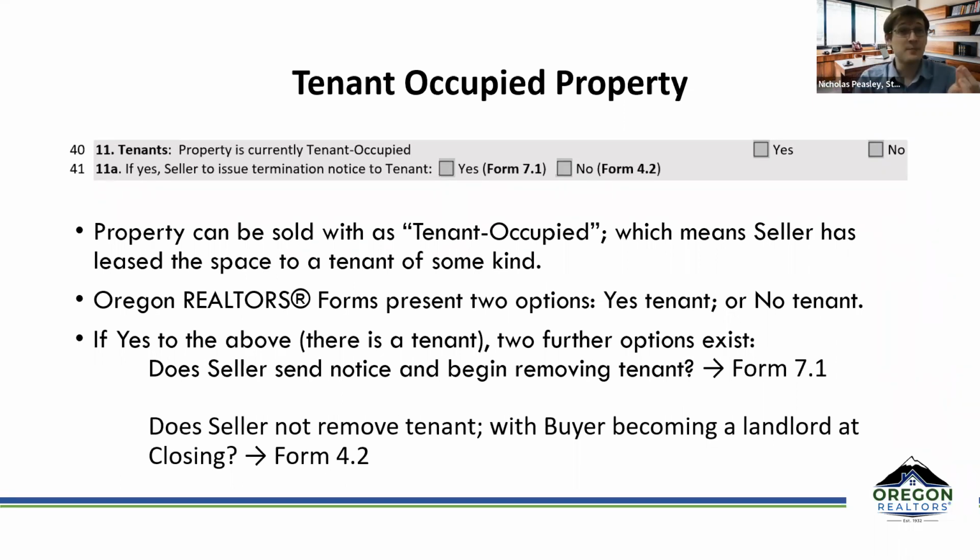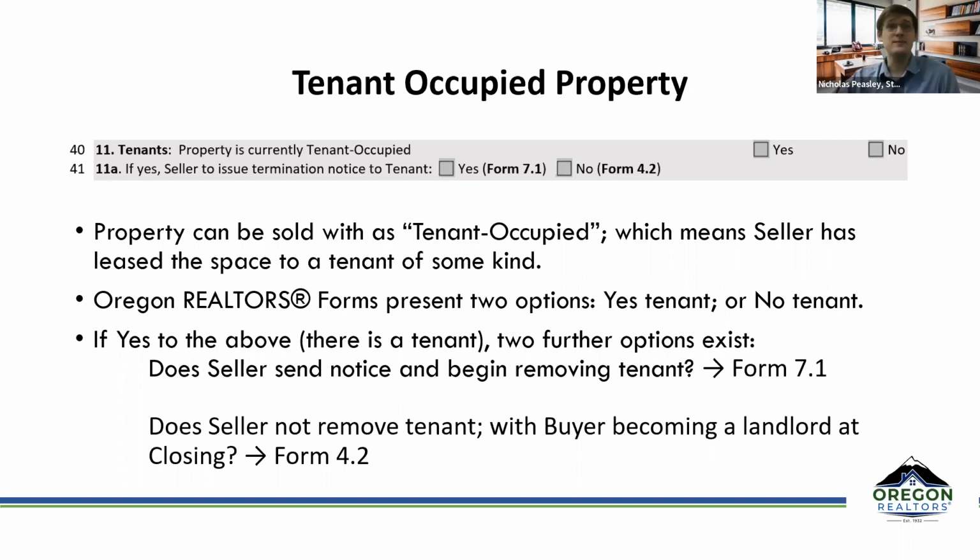If the seller is not supposed to be removing the tenant, you say, yes, there is a tenant occupied property, but no, the seller is not issuing a notice to the tenant. What that means is that you're going to have a tenant that stays on the property past closing. That makes the buyer the new landlord once closing happens. We have form 4.2 for that. That's the investment property addendum, the way of providing all that specialized landlord information over to that new buyer.